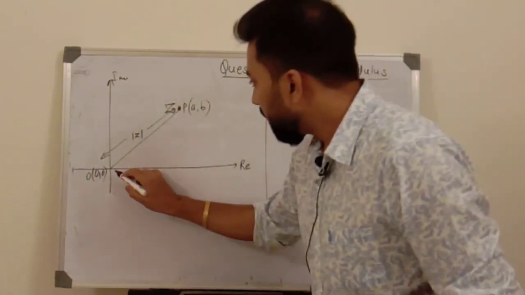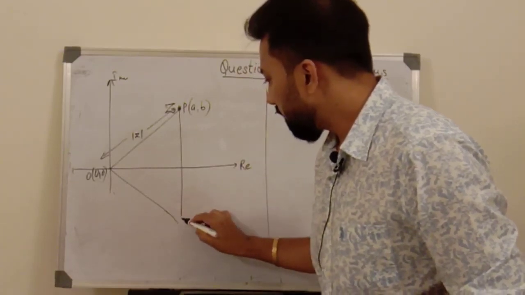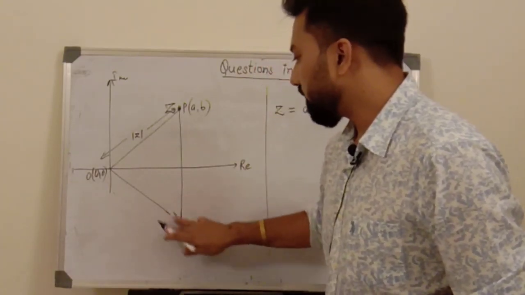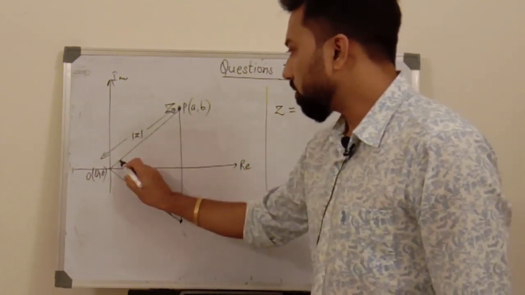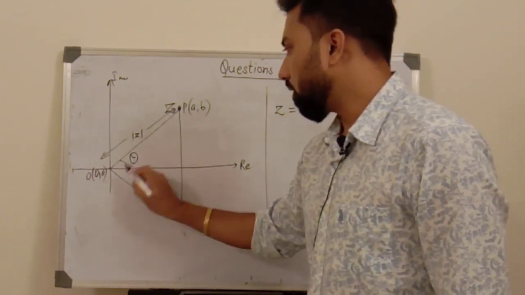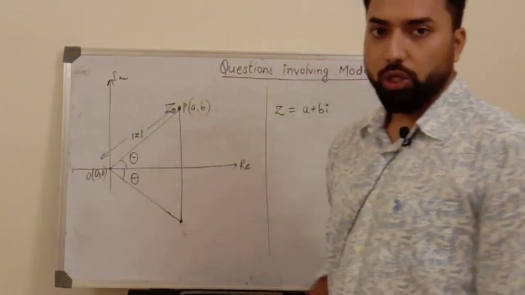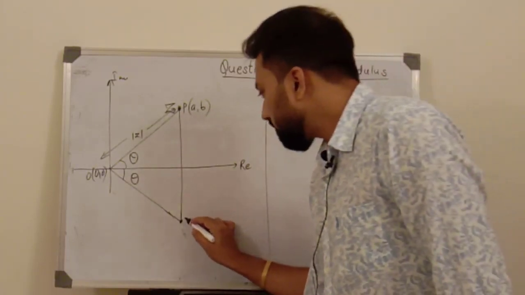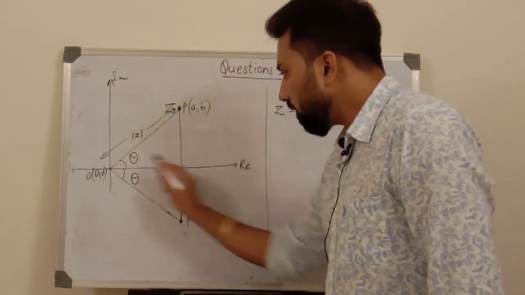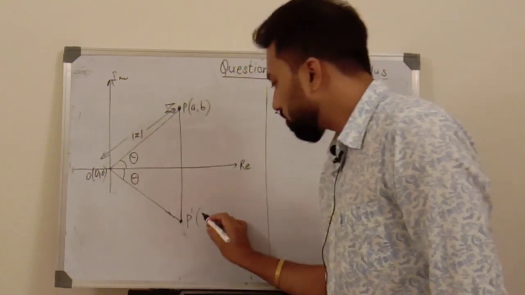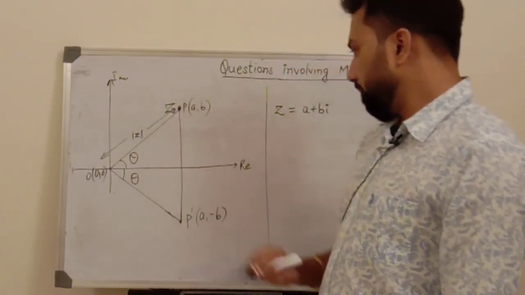Now we take another complex number, which is just the image of this complex number z in the real axis. We can observe that this angle theta and this angle theta would be the same because these are two congruent triangles. This point is P dash and its coordinates are a comma minus b.